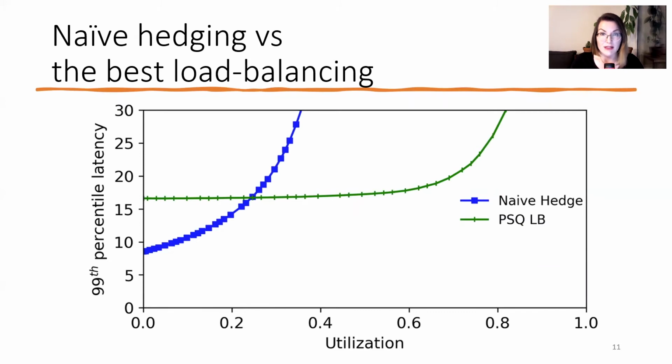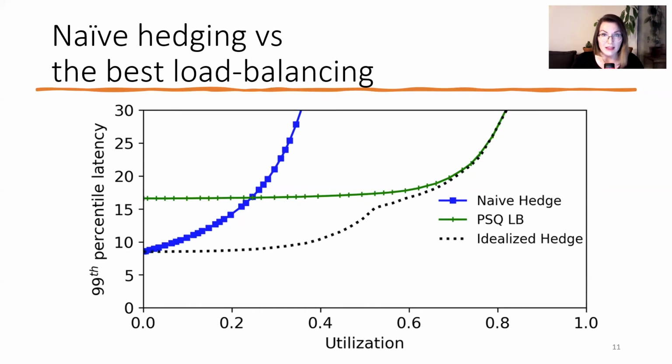On the x-axis, we have utilization, and on the y-axis, we have 99th percentile latency as a multiple of P. I'm showing you the simple hedging policy and per-shard queuing, which is the best load balancing policy in this case, because our network latencies are negligible. We can see that at low loads, naive hedging manages to achieve much lower latency. However, the throughput of per-shard load balancing is much higher, because the other policy is simply saturating the system with all these redundant requests. If only we could have the low latency of naive hedging, while keeping the high throughput of per-shard queuing. Exactly like this. We call this policy Idealized, and now let's see how we designed it.